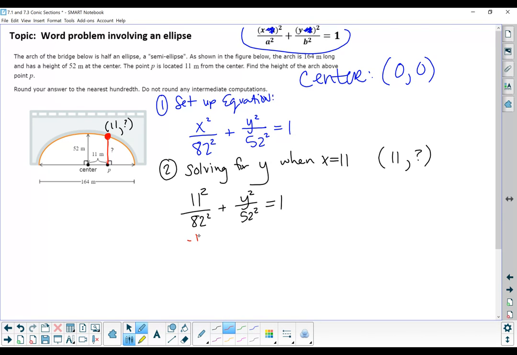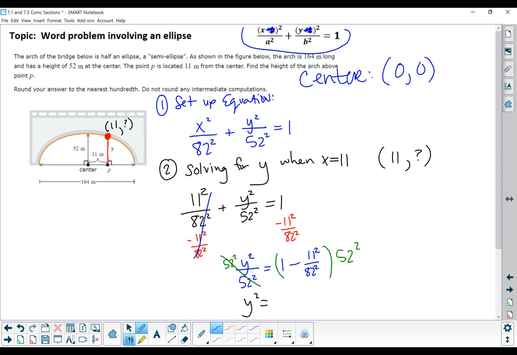So I'm going to subtract this, which leaves me with y squared over 52 squared is equal to 1 minus 11 squared over 82 squared. And then I'll just multiply both sides by 52 squared. So that gives me y squared. So I'm going to use my calculator to evaluate this, and that's easy enough to type into your calculator.